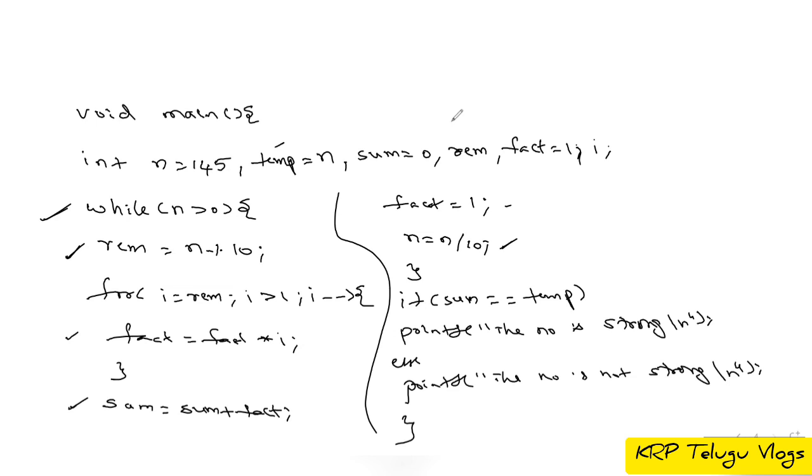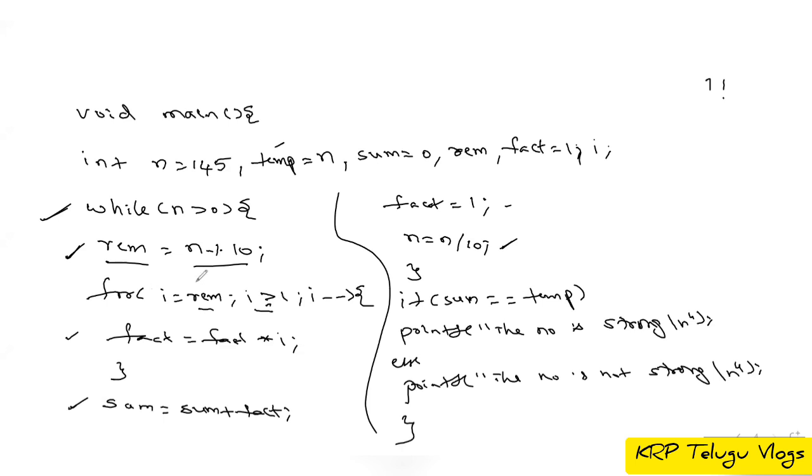Sir, for 1 factorial, will you explain, sir? Which one? For 1 factorial, how it works? So here remainder is 1, correct? Yes, sir. So i is equal to 1, 1 greater than 1 is false. So for 1 factorial, the for loop will fail, sir. Then how the sum will add for fact, sir?